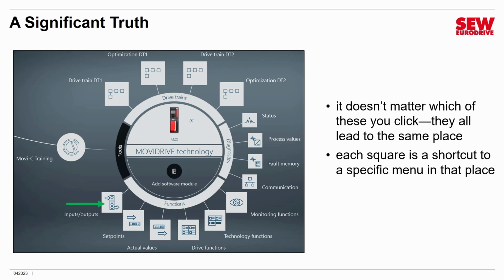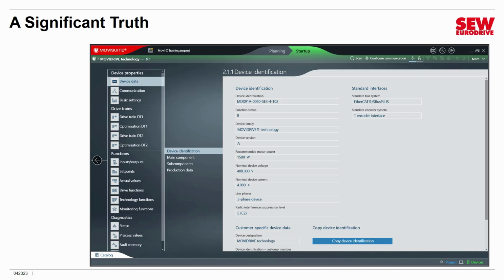Now, what are all the little squares, like the one I pointed to here labeled inputs and outputs? These are just shortcuts. They take you to a specific menu. But the advantage is you don't have to use them if you don't want. If you go to the general menu structure, you can find these things very easily. But if you're looking to go to a specific place with just one click, click the squares because they're the shortcuts.